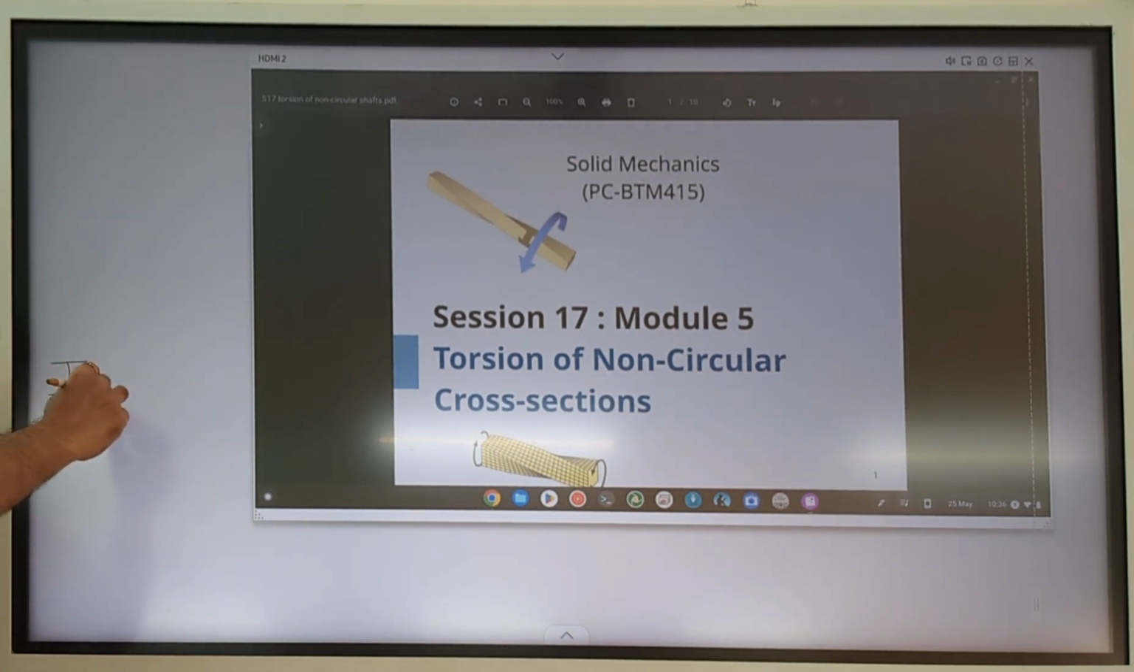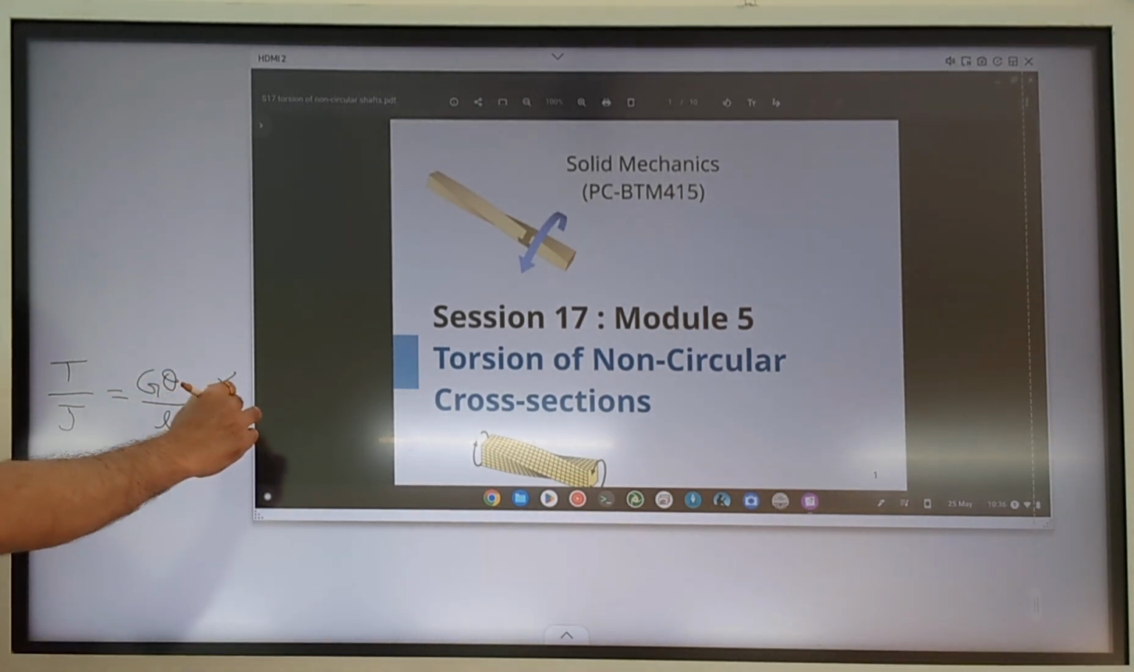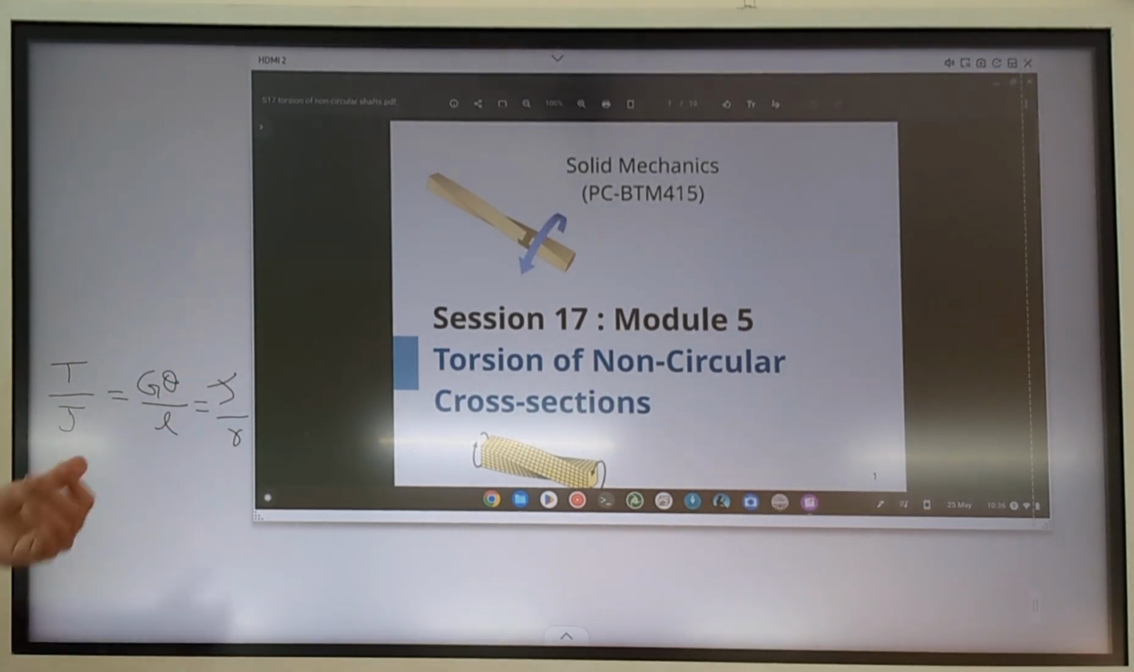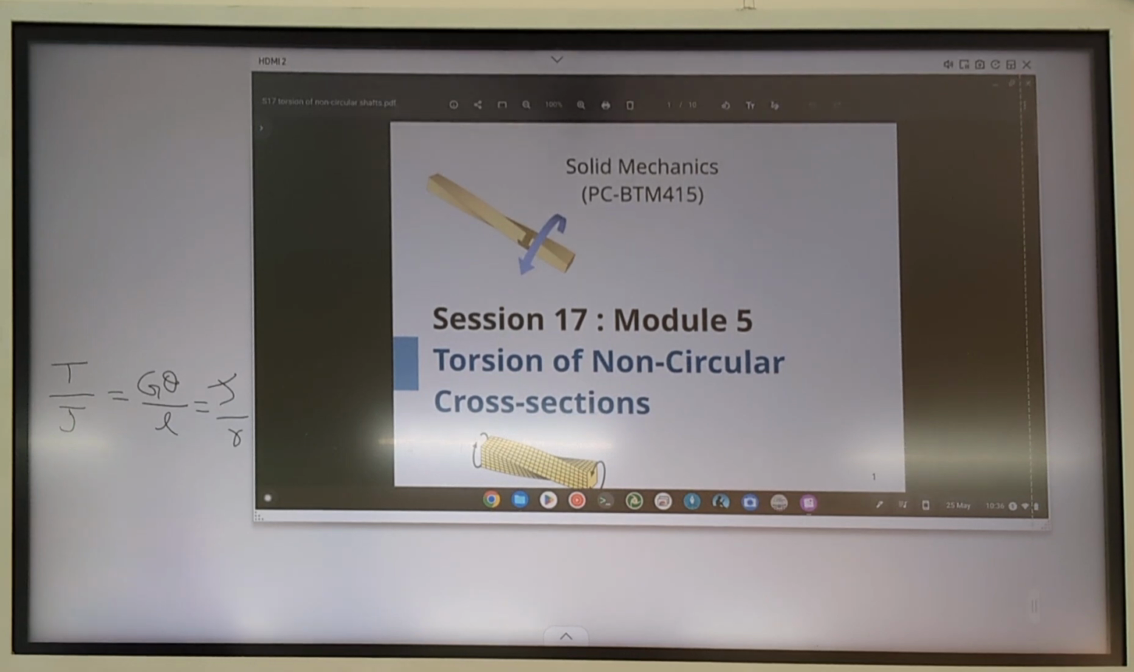So you have T by J equal to tau by R equal to G theta upon L. That's it. So this particular equation is valid only for circular cross section. In general, if the cross section is not circular, then what happens is what we are going to see now. So this formula is a special case of the general theory that we are going to cover in this class.